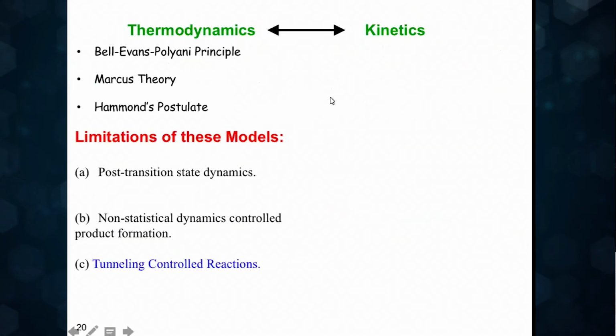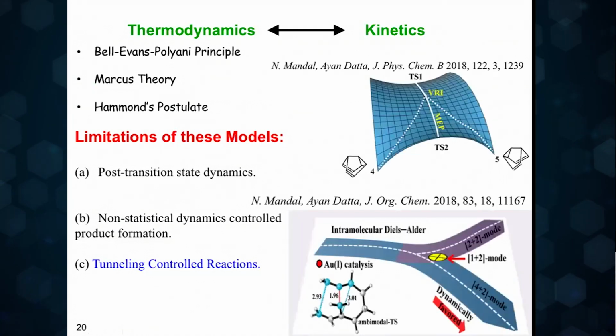So, what we have been able to do for some time now is connect thermodynamics and kinetics, and what we know now is that we have the Bell-Evans-Polanyi principle, which shows a linear relationship, Marcus theory, and Hammond's postulate. Well, as is always true, there are limitations to all three models, and one of the very important limitations is the case of post-transition state dynamics.